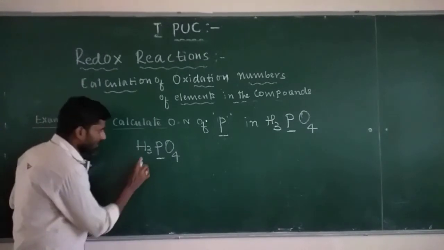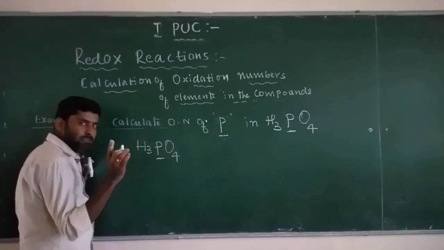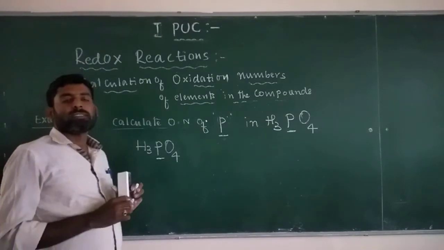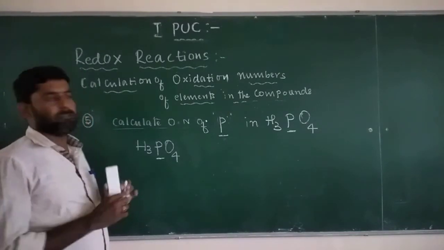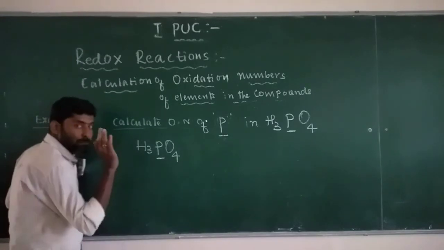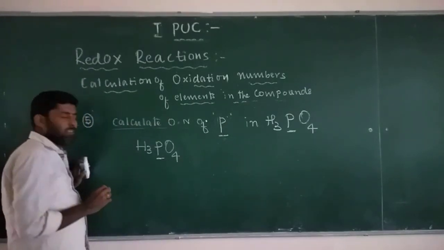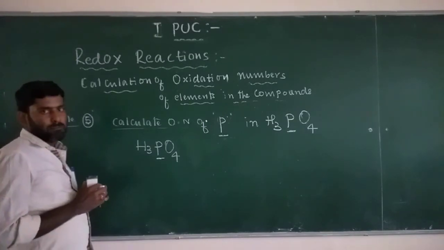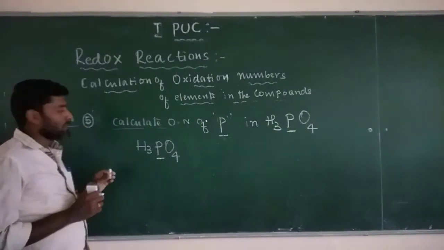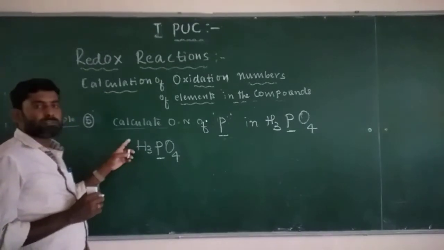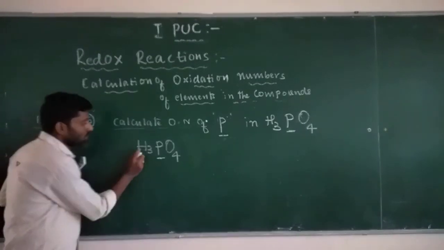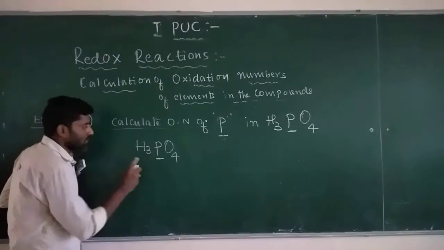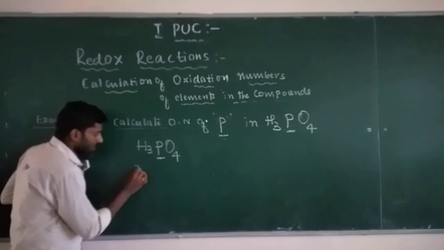Let us find. In compounds, the oxidation number of hydrogen is always plus 1, except in metal hydrides, where the oxidation state of hydrogen is -1. But in other compounds, the oxidation number of hydrogen is plus 1. So we have 3 hydrogens, each with oxidation state plus 1, so 3 into 1, that is 3.